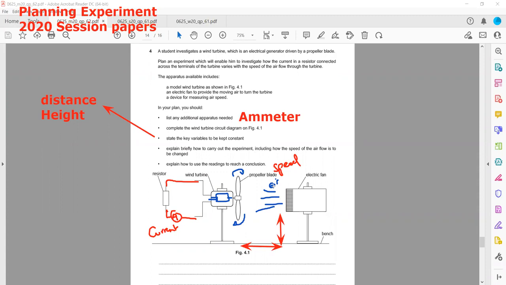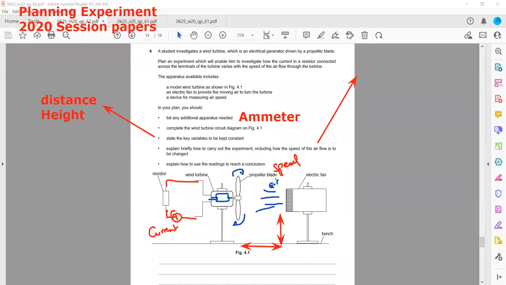Then explain briefly how to carry out the experiment, including how the speed of airflow is to be changed. So how we carry out the experiment, the procedure. Sir, does every point have a mark? Yes, every point has a mark. For example, when you draw the circuit diagram correctly, that will give you 1 mark. When you mention the ammeter, the second point, you will get the second mark. When you mention the distance and height, the key variables, you will get the third mark.